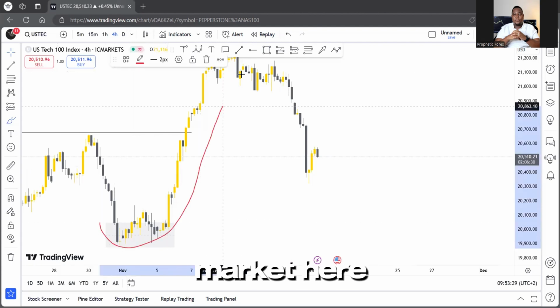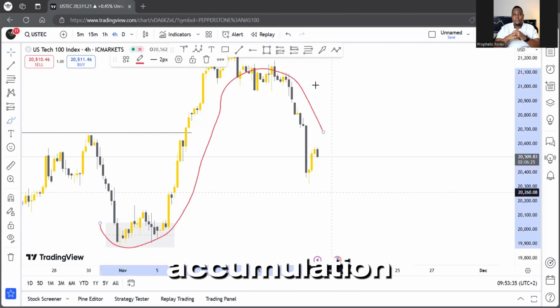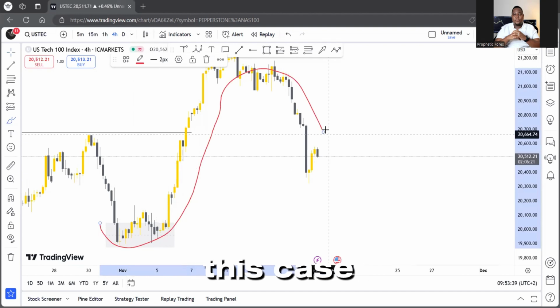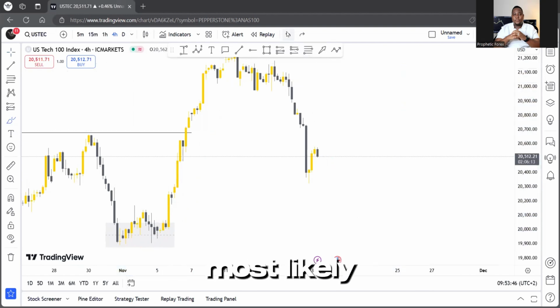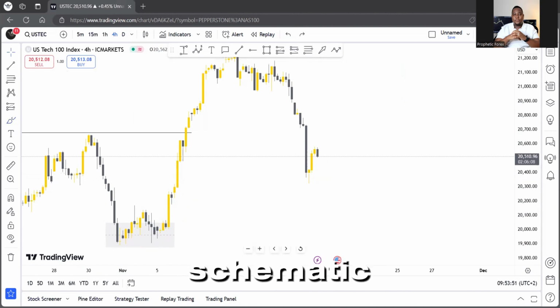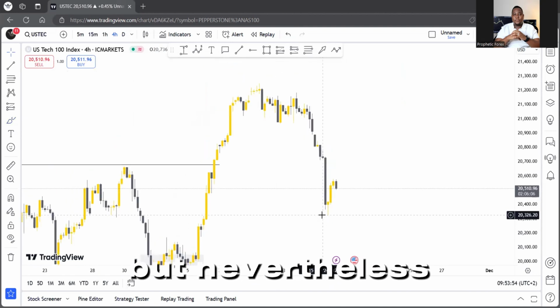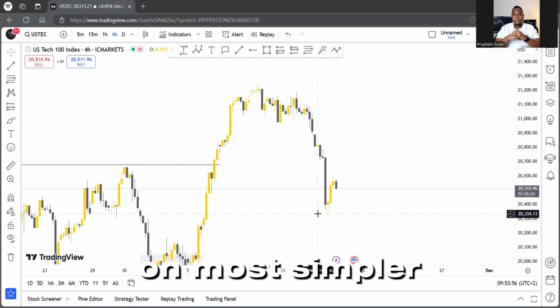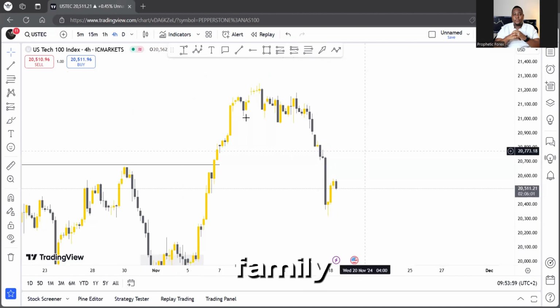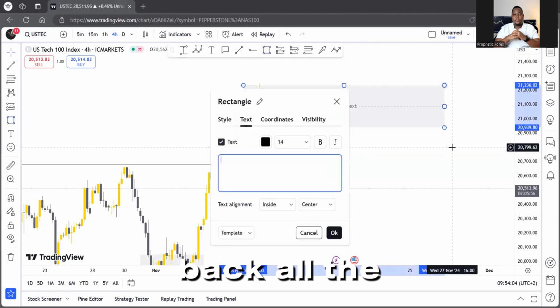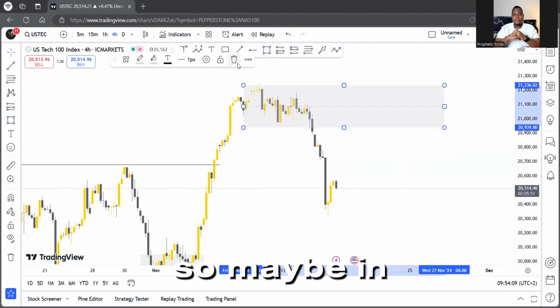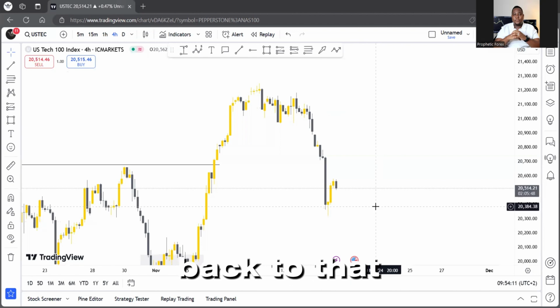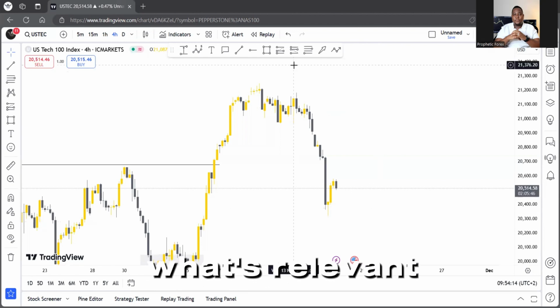Actually, we did get accumulation distribution. So in this case, according to that Wyckoff theory, if we still go back up, most likely we can actually complete the Wyckoff schematic theory over here. But nevertheless, I really want to emphasize simpler stuff, especially for my beginner family. Going back all the way up here, maybe in the future, but for this week, I don't think so. Maybe in the next week or two we might go back to that. I want to predict what's relevant for this week.